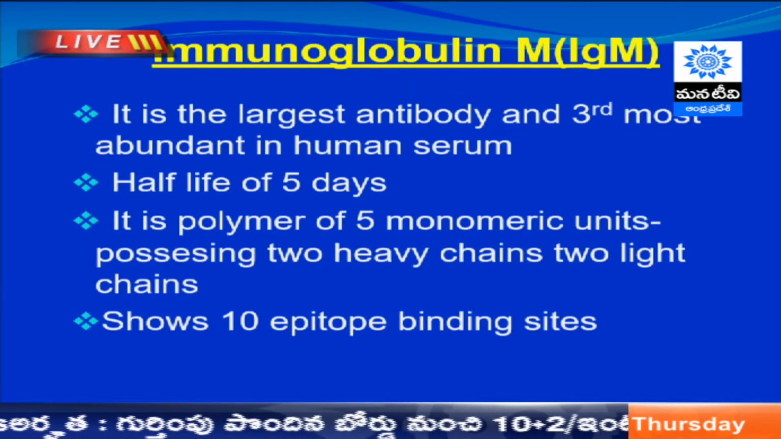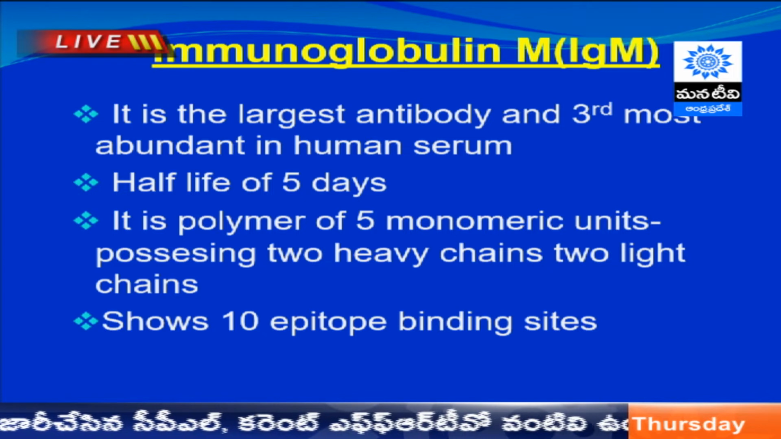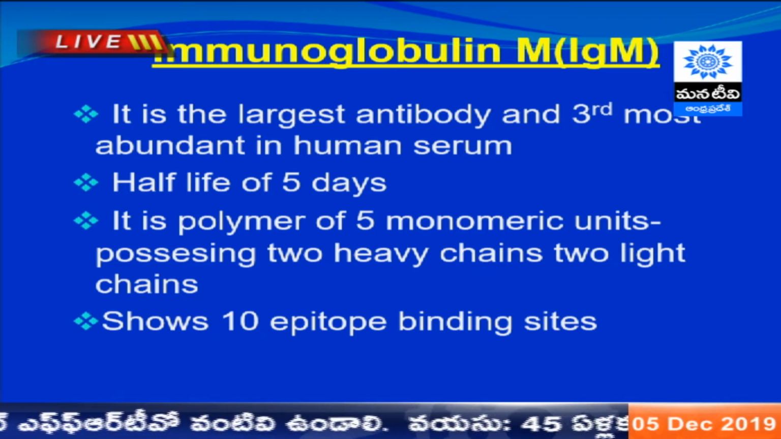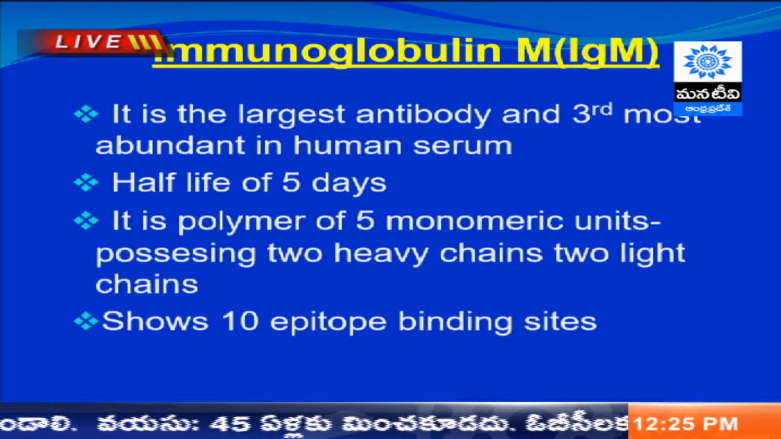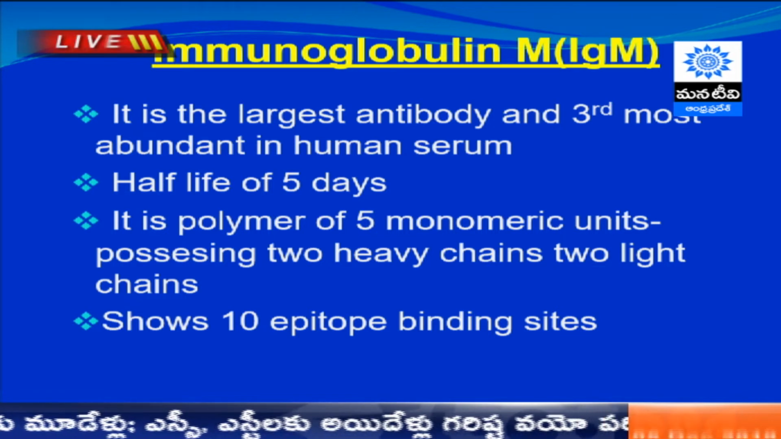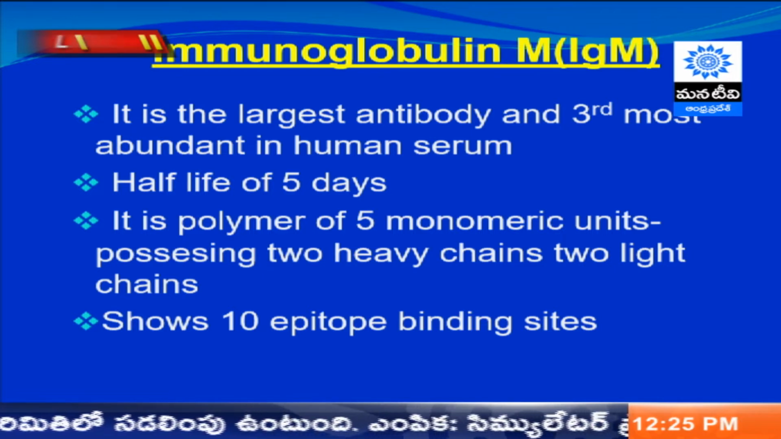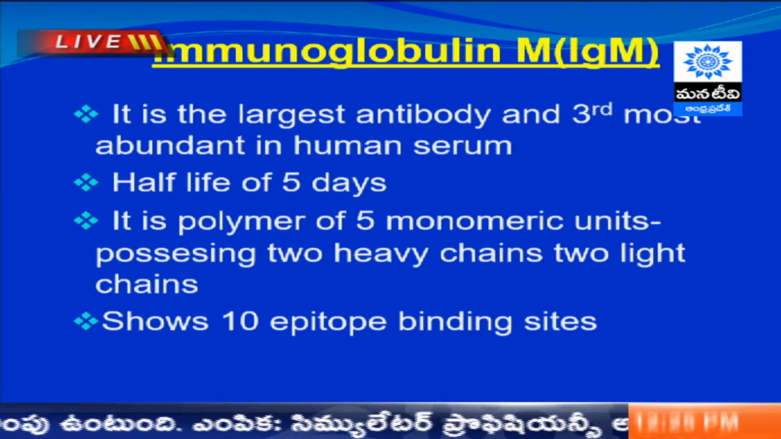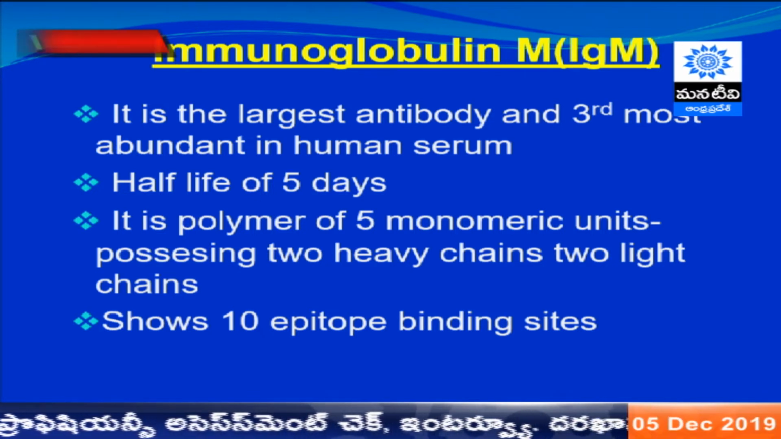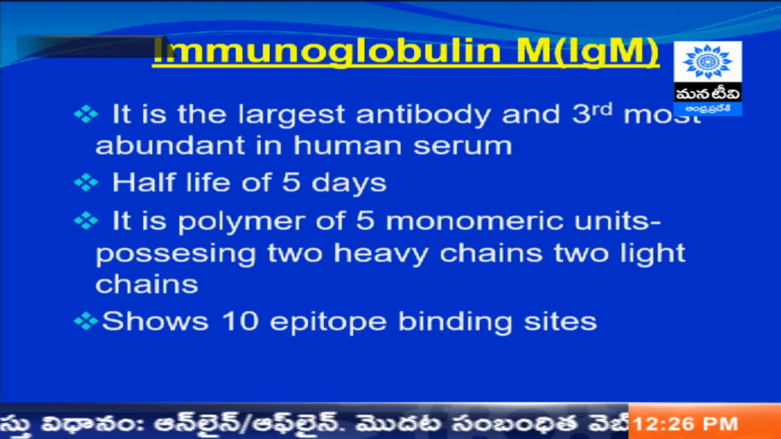The third class of immunoglobulin is immunoglobulin M. It is the largest antibody and the third most abundant antibody present in human serum. It has a half-life of 5 days. It is a polymer of 5 monomeric units, each monomeric unit possessing 2 heavy chains and 2 light chains. So, it has 10 epitope binding sites. I have already told you that an epitope is the site of the antigen where the antibody binds.